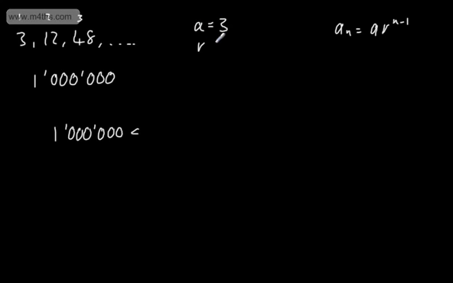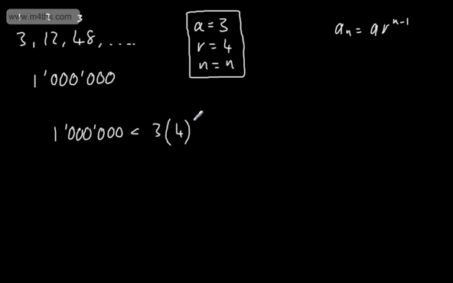A is going to be 3. The ratio, if we consider 12 divided by 3 is 4, 48 divided by 12 is 4. That is the ratio, and n we're going to take to be n. So what we're doing, we are solving for n. So all I'm going to do is sub this now into the right hand side here. So we got 3, and then we're going to multiply this by 4 to the power of n minus 1.